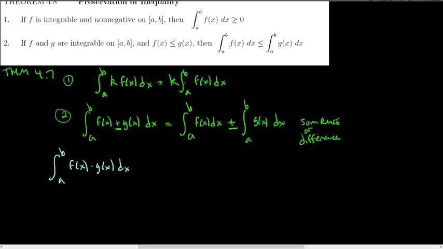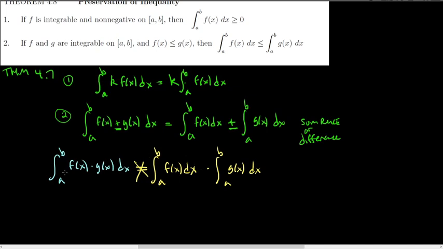If you remember, in 4.1 for indefinite integrals, we said there is no product rule. Likewise, for definite integrals, there's no product rule. This is not going to be the definite integral from a to b of f times the definite integral from a to b of g. It just doesn't work that way, so don't even try.